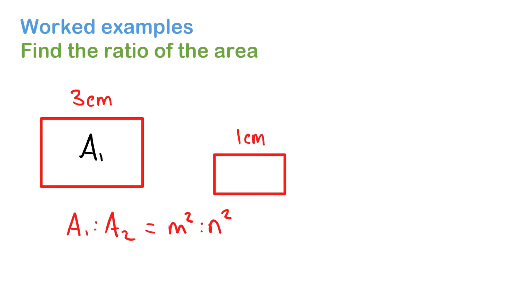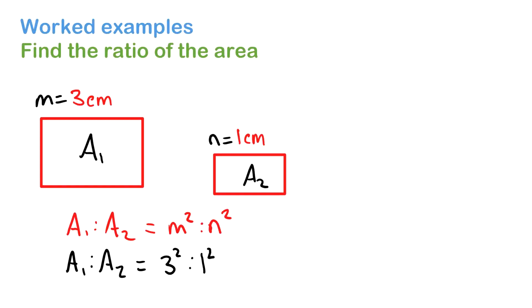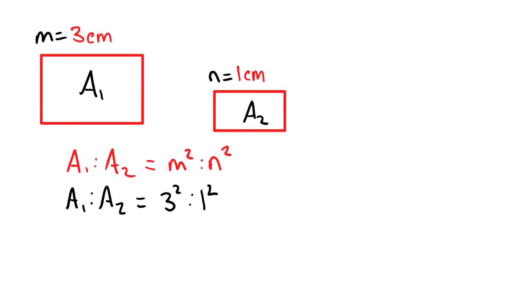So I'm going to say this is A1 and this is A2, which means M and N. Now that I know that, I can substitute my M and N in. So I know that A1 to A2 is going to be 3 squared to 1 squared. So my ratio will be 9 to 1.